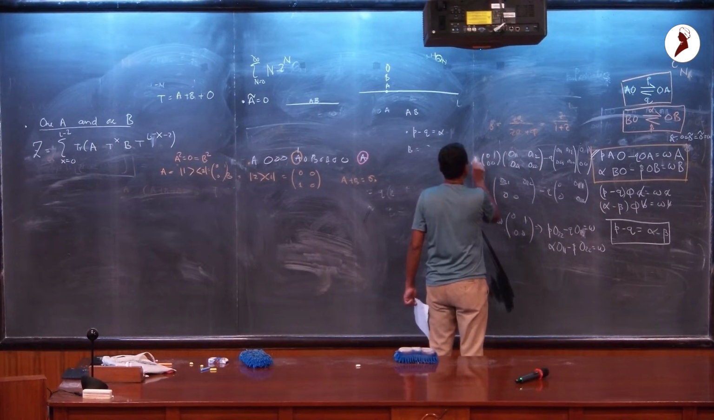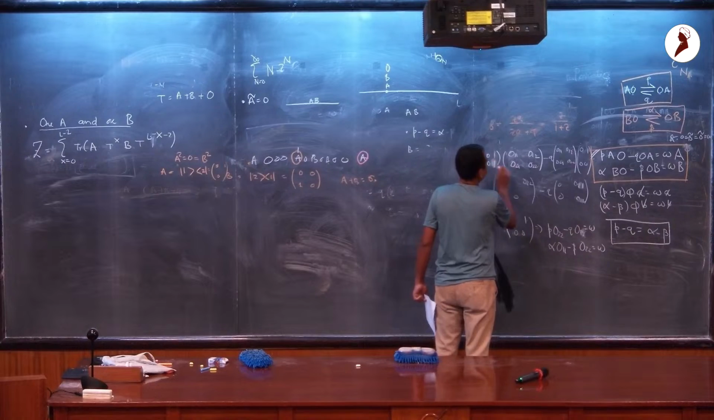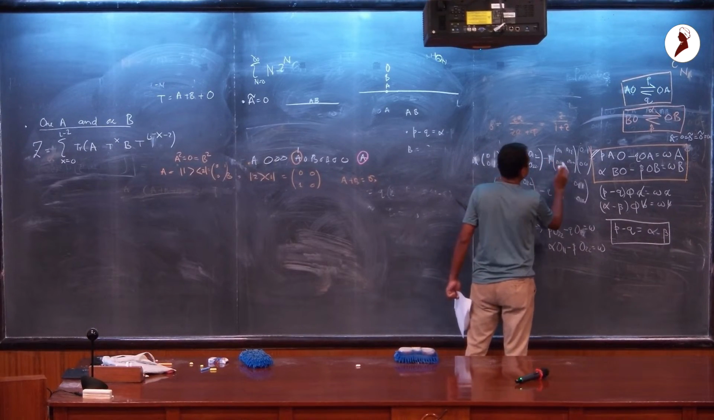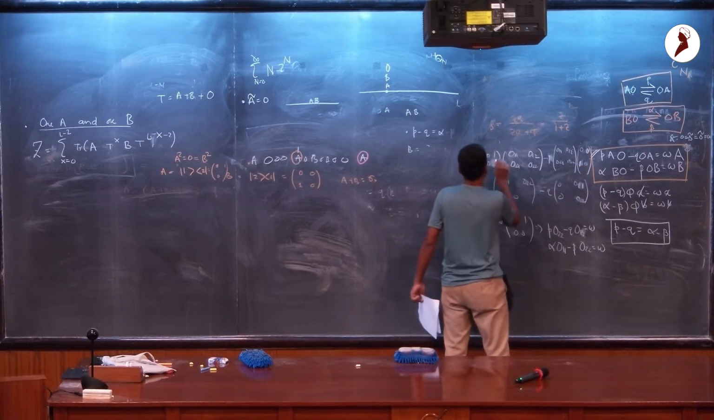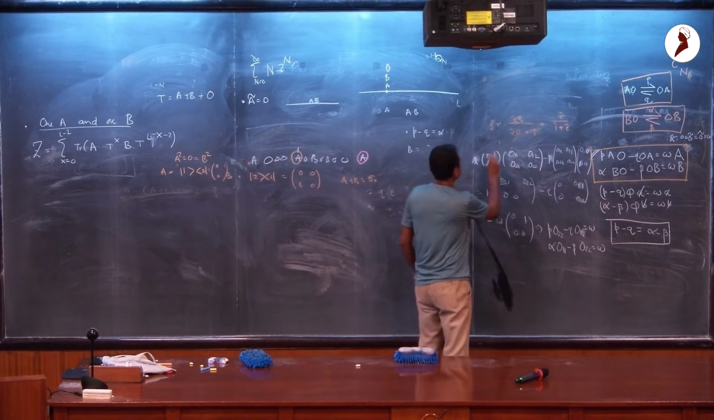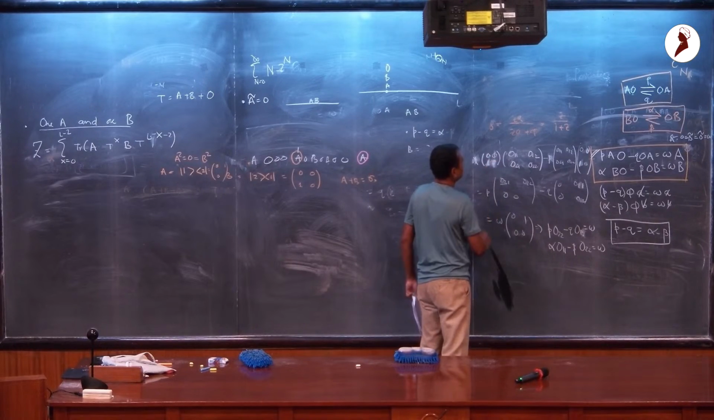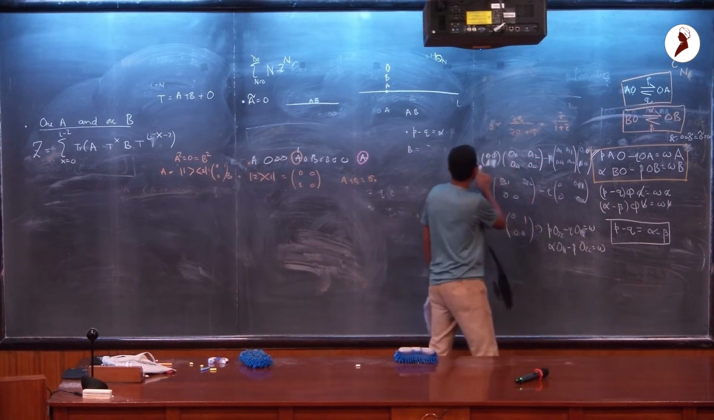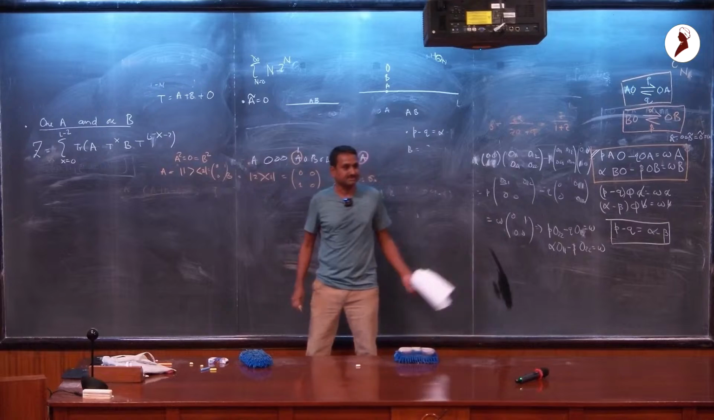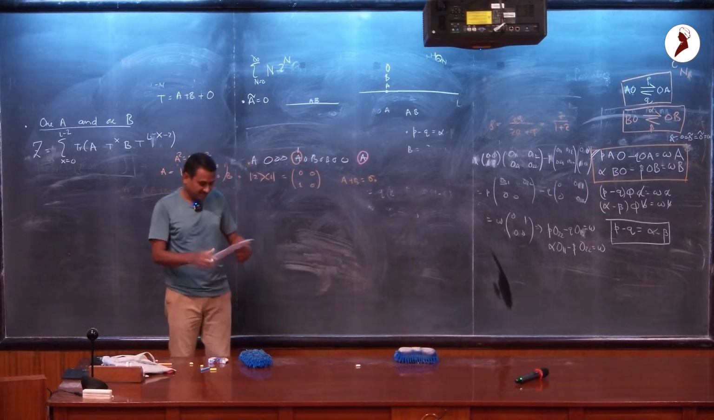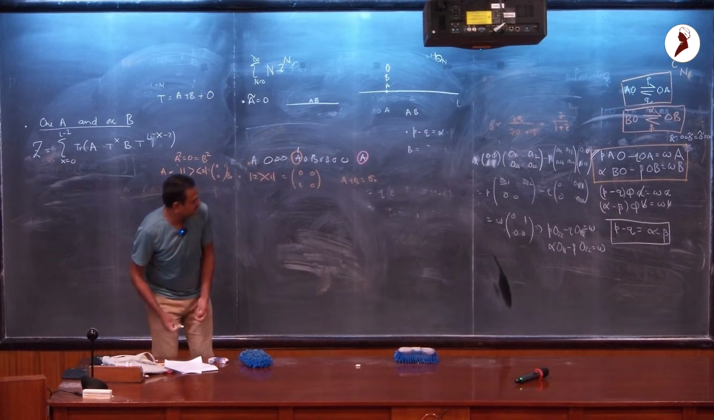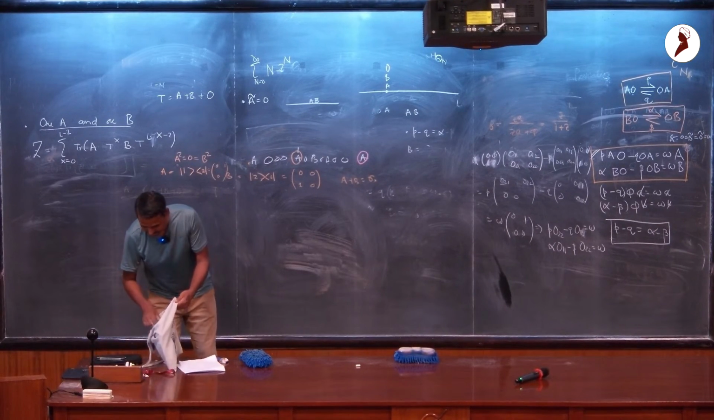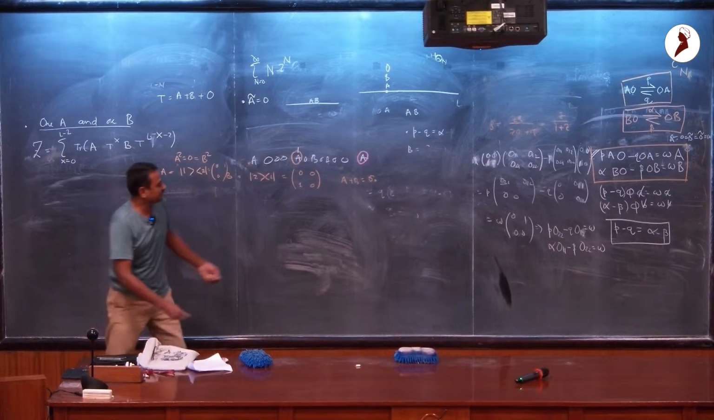This is alpha, this is 1, this is beta, and this is 1. Sorry, this is 0, this is 1. 0, 0, 1, 0 times this minus beta times this. So you convince yourself that this is the equation. Okay? So now the solution. I think you can solve this now.